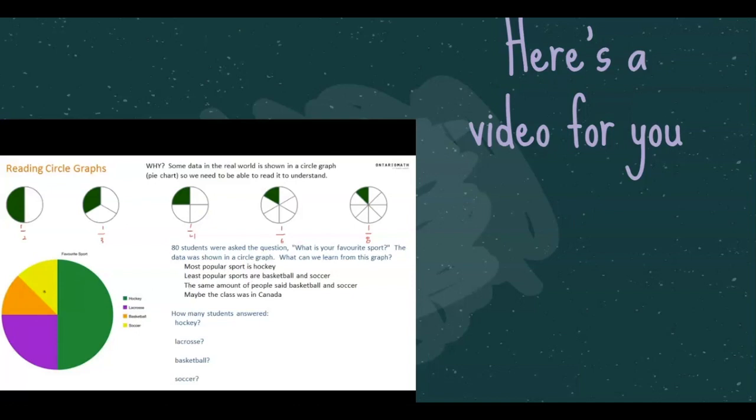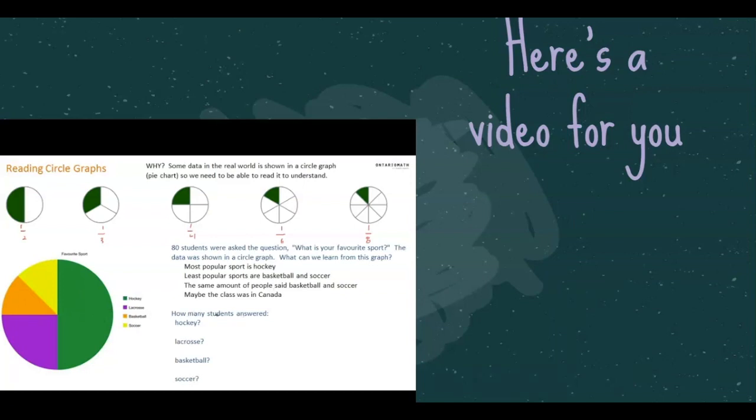I also can figure out that the same amount of people said basketball and soccer, because they are the same amounts. And I'm just kind of extending here. Maybe the class was in Canada. Why do I say that? Well, because hockey is very famous or very popular in Canada, and around other parts of the world, soccer is actually called football, so maybe that would be another hint too.